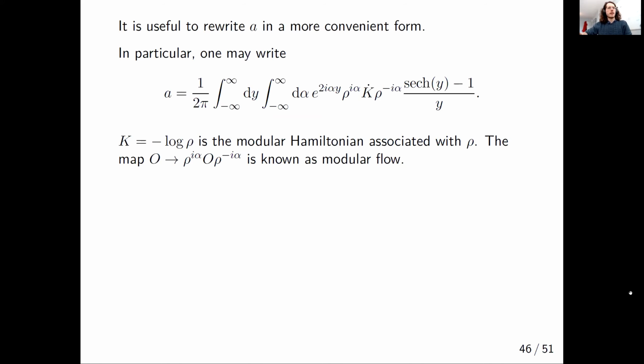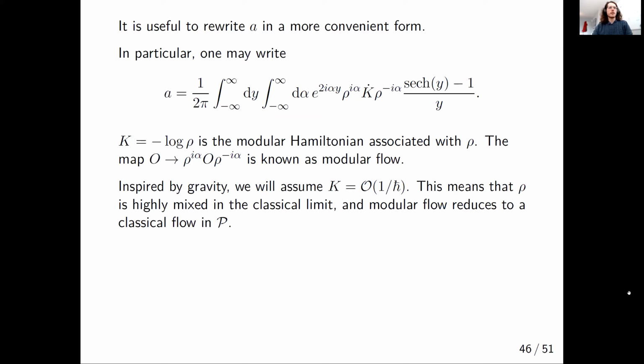And in gravity, the modular Hamiltonian of a subsystem goes like the inverse of h bar. So let's take that as inspiration and assume it's true here as well. This means that rho is highly mixed in the classical limit. And furthermore, you can show that it implies that in the classical limit, modular flow just reduces to a kind of classical flow in the classical phase space.